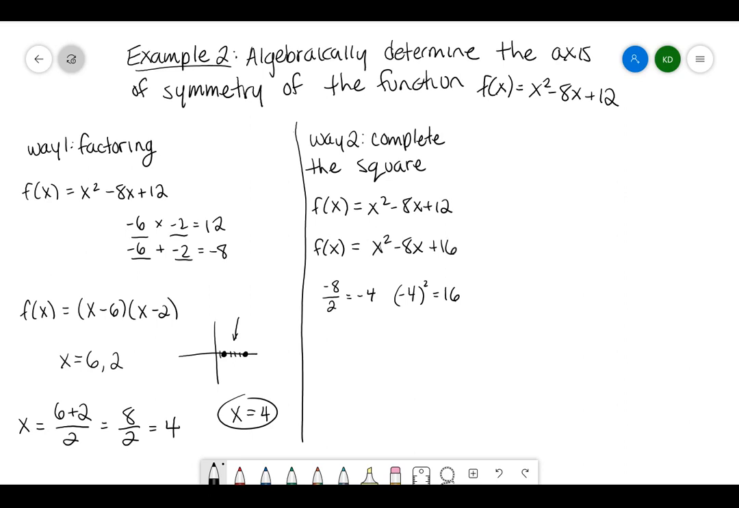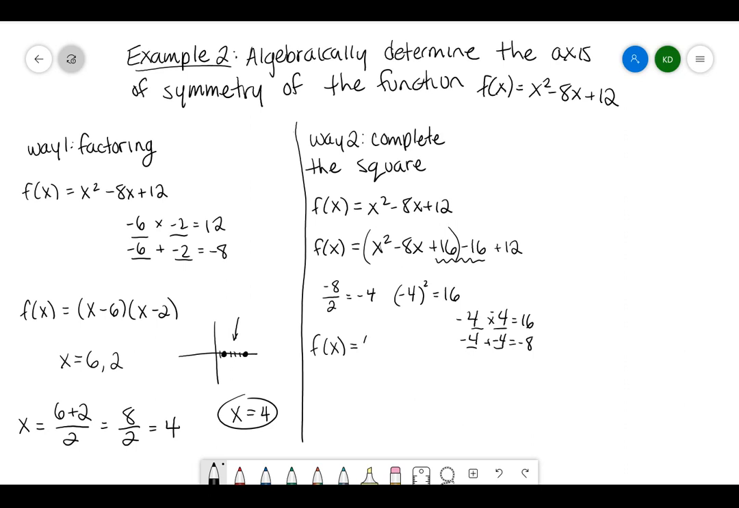Because I can't just add 16 into it, I also have to subtract 16, so that this is just a fancy version of adding 0, and I still have that +12 at the end. So what I'm going to do with these first 3 terms is factor them, creating a perfect square trinomial. So 2 numbers that multiply to 16 and add to -8. The 2 numbers that will work there are -4 and -4.